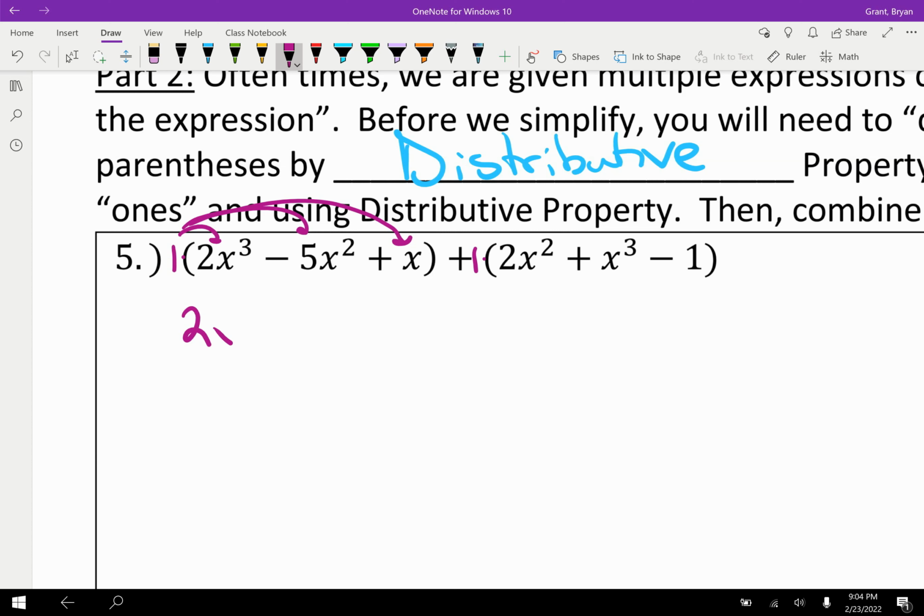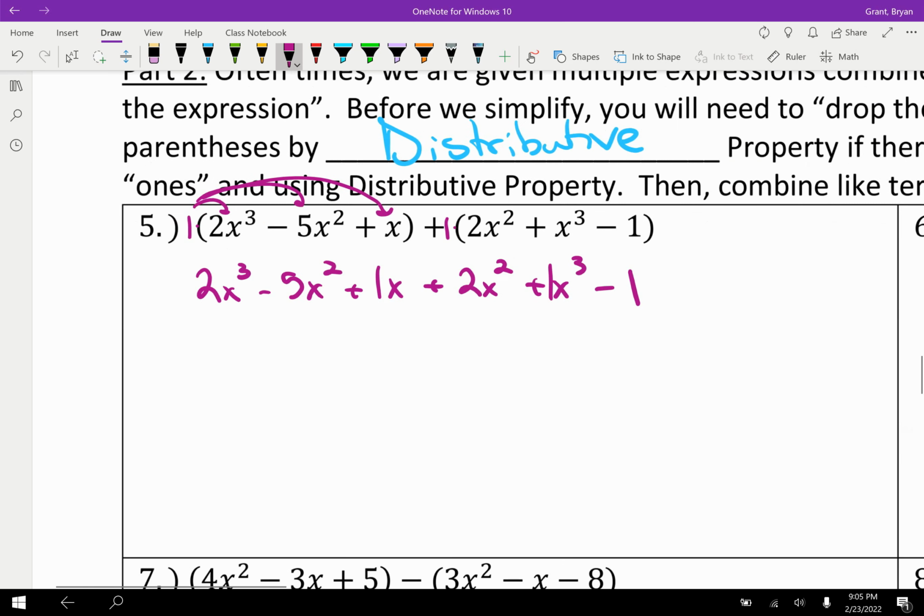1 times 2 is still 2x cubed. 1 times negative 5x squared. And 1 times x is, I'm going to put the 1 in front, 1x. So if you have these positive 1s, a lot of times we don't even show the distributive property. We just drop the parentheses. I am going to ask you to show this step when you get some practice in on the next page. So I want to see your expression written without any parentheses, like I did here.